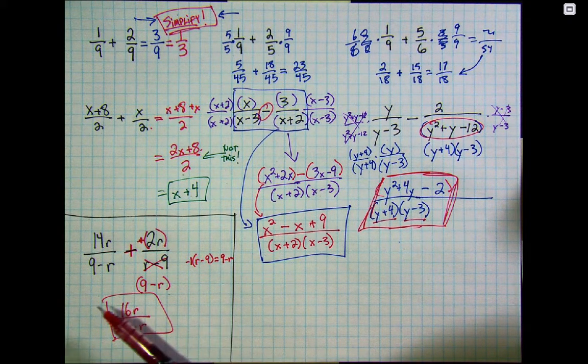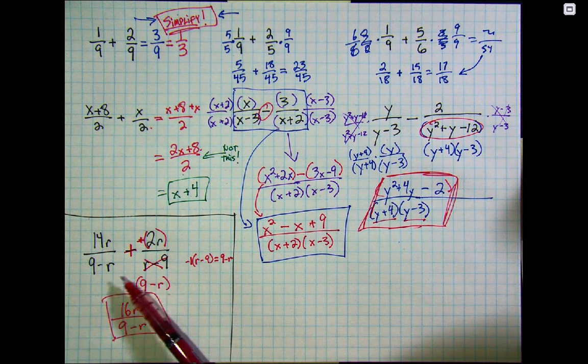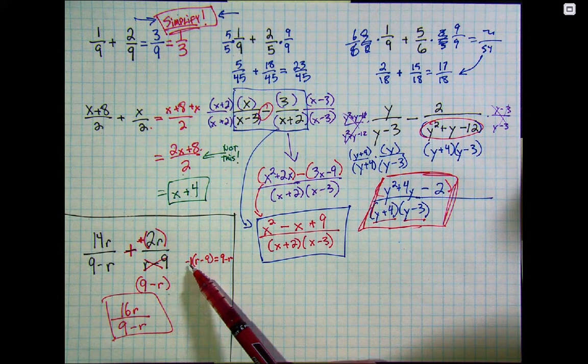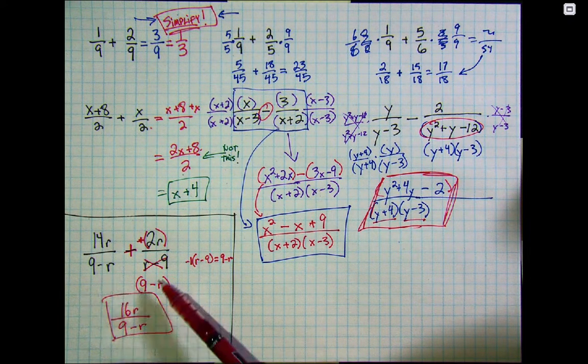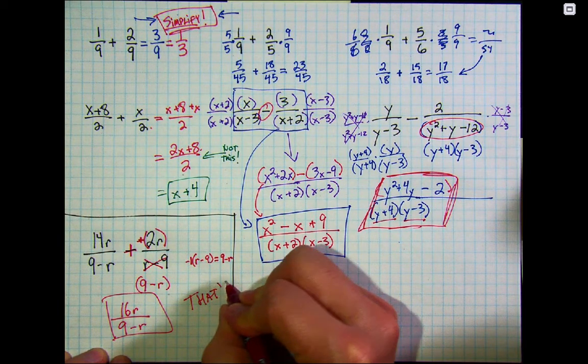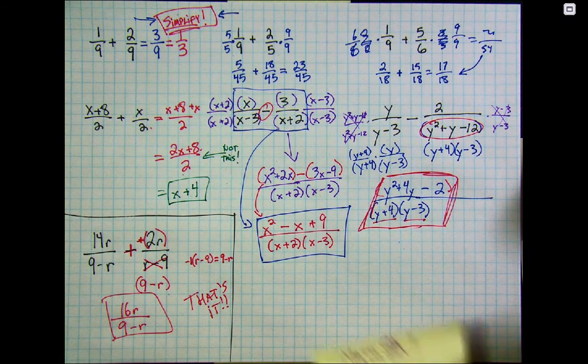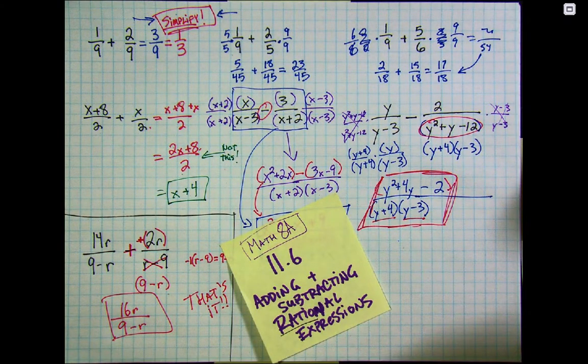So I just wanted to show you that example because it didn't look like they had a common denominator, but they had a very close to common denominator that if we remember that negative 1 trick, we can make them into a common denominator pretty quickly and pretty easily. And that is it for section 11.6 on adding and subtracting rational expressions.